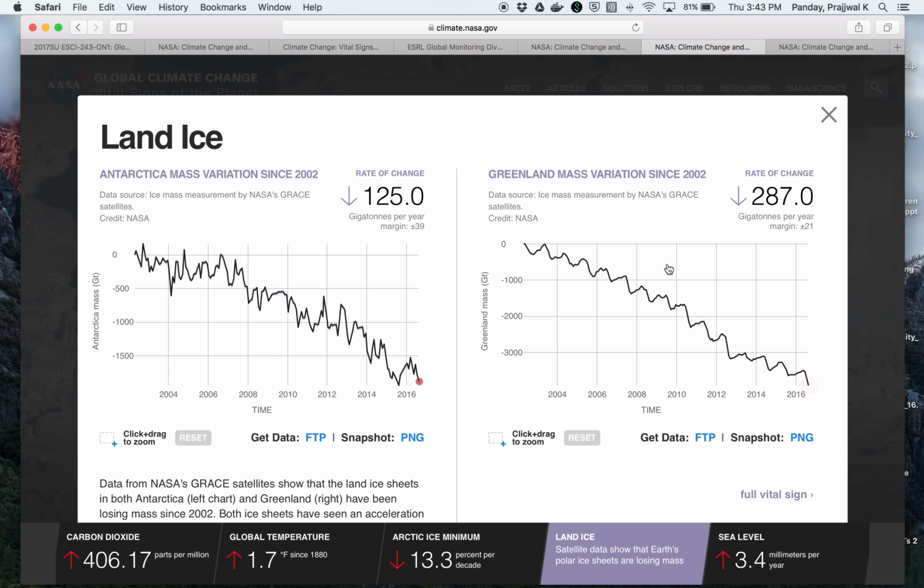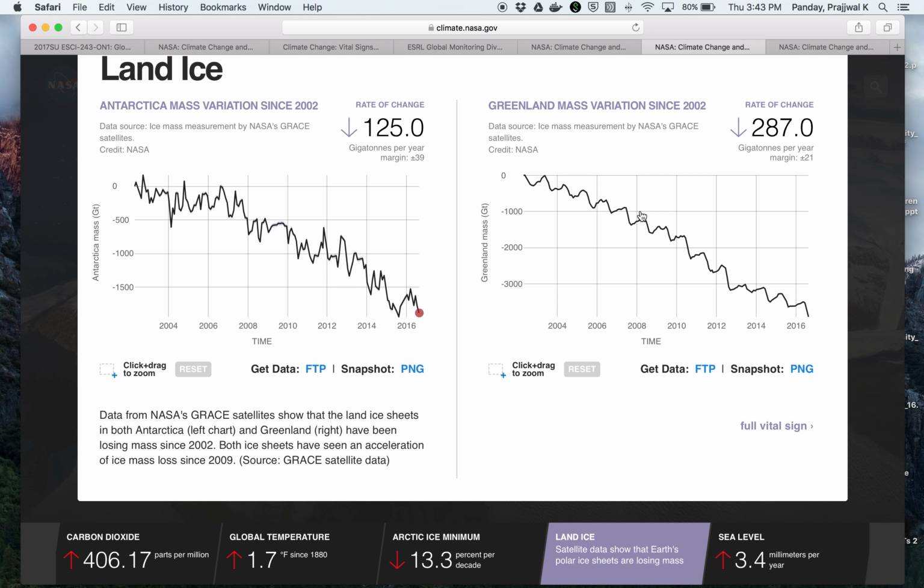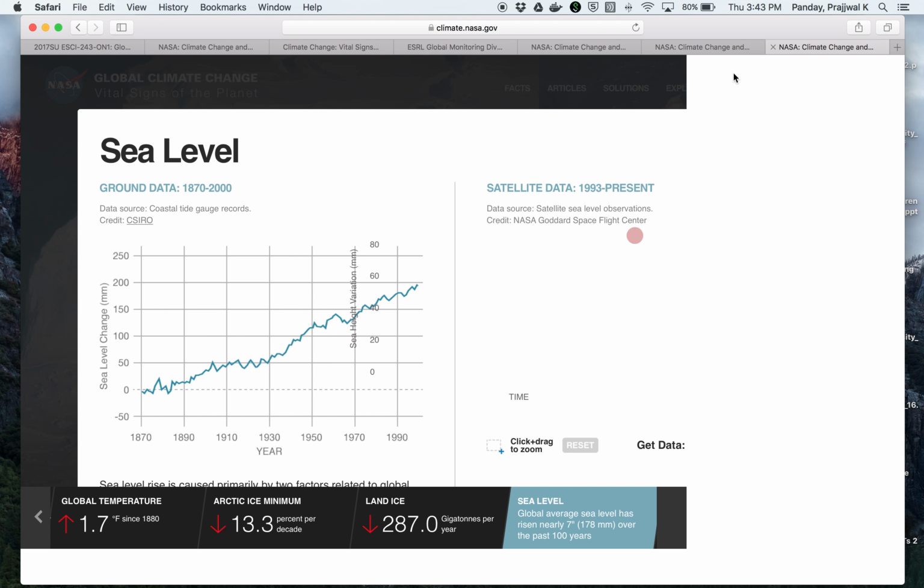Greenland is actually losing more ice. So all of this makes its way to the ocean, which can change the ocean circulation and the ocean dynamics and salinity. And at the same time, this is also contributing to sea level rise, right? So we talked about that as well.